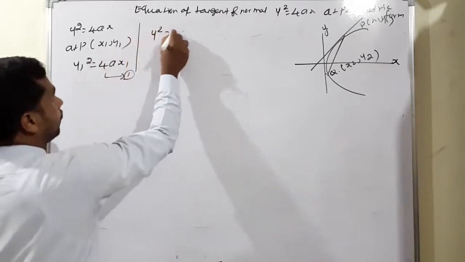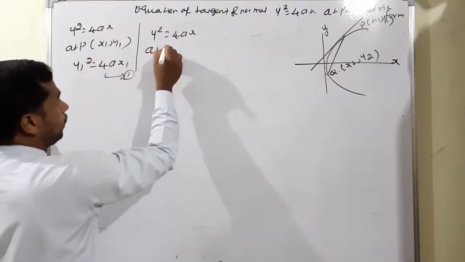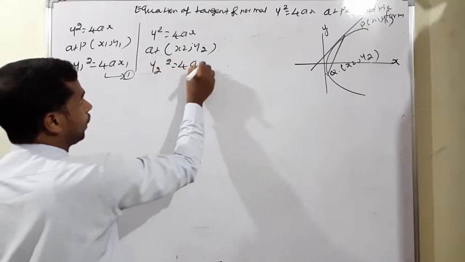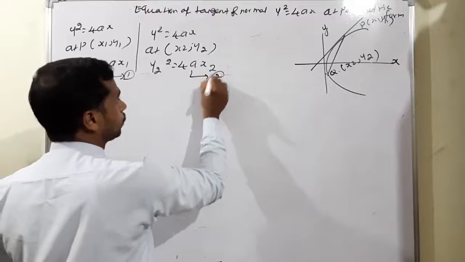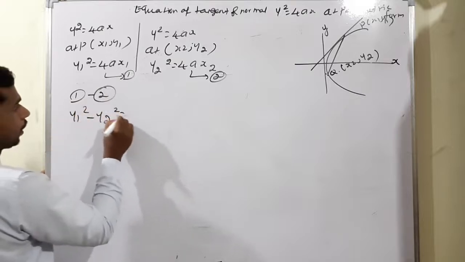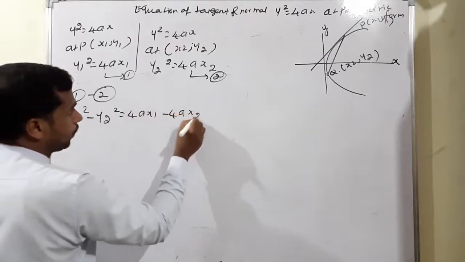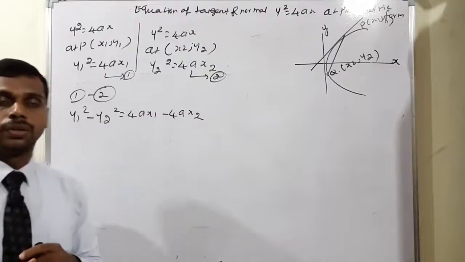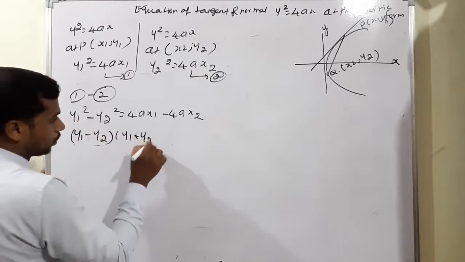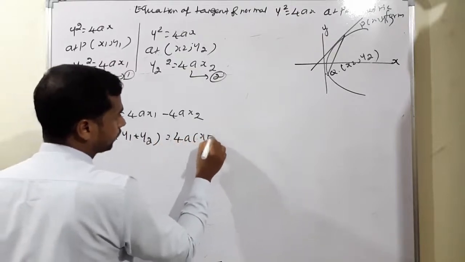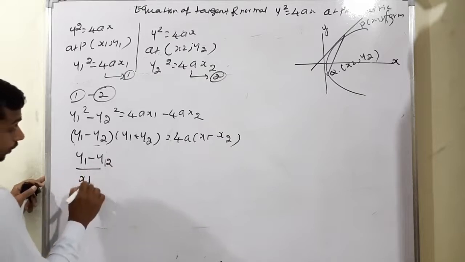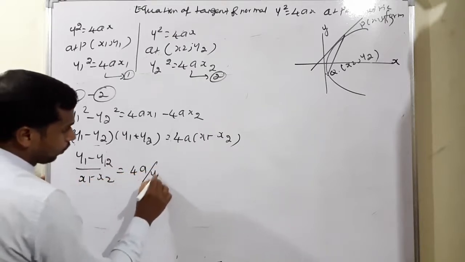Next condition, the same y square is equal to 4ax, now at the point x2 comma y2, we write y2 square is equal to 4ax2. This is equation number 2. So equation 1 minus equation 2 gives y1 square minus y2 square is equal to 4ax1 minus 4ax2. Using a square minus b square is a minus b into a plus b, we write y1 minus y2 into y1 plus y2 is equal to 4a, taking common outside, x1 minus x2. Again, y1 minus y2 divided by x1 minus x2 is equal to 4a divided by y1 plus y2.